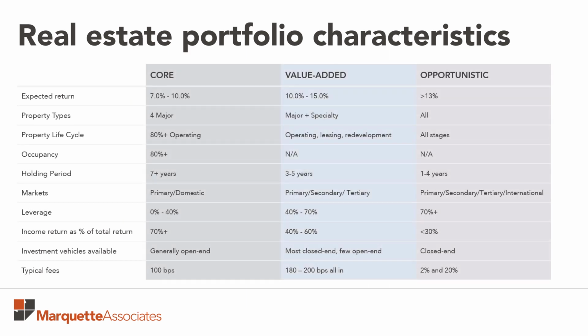Adding on to the previous page, where I highlighted the differences between the three main real estate investment styles, this table highlights some of the more granular differences between the three, including things like expected return, holding period, market focus, leverage, and fees. For example, core real estate returns are lower than value-added and opportunistic, given the lower level of risk, higher occupancy, and primary market focus. Also, management fees on core real estate funds are much lower than value-added or opportunistic and typically do not include a performance fee.